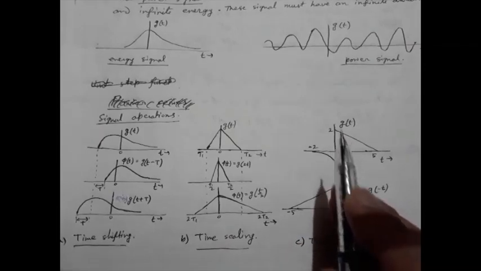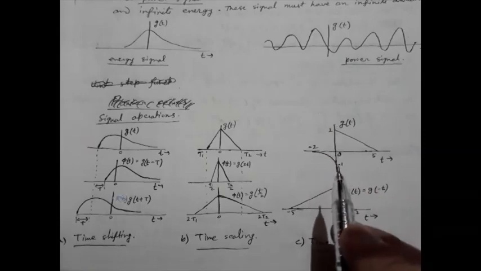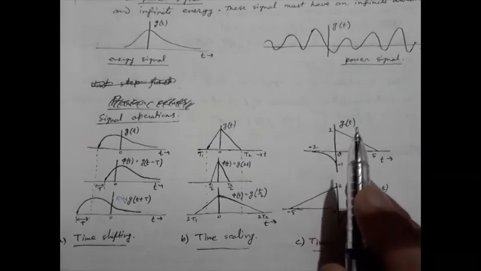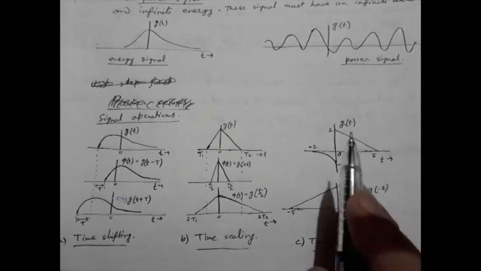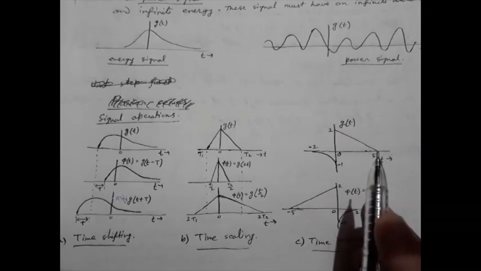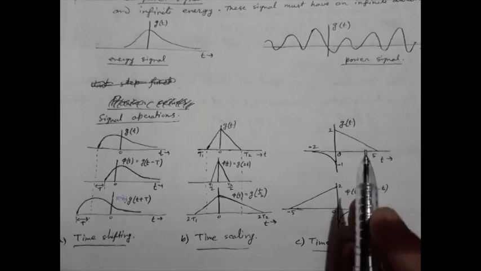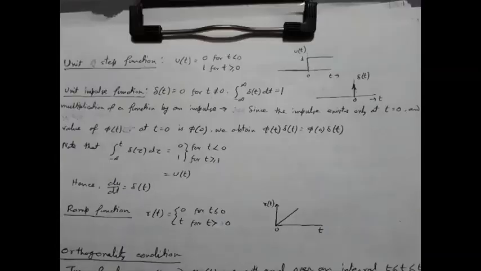Now time inversion implies that, as if we have a mirror in the y-axis, the mirror image of this signal will be g(minus t). So this section in the positive time axis will go to the negative time axis, and the negative time axis will go to the positive time axis. This is what we call the time inversion property.